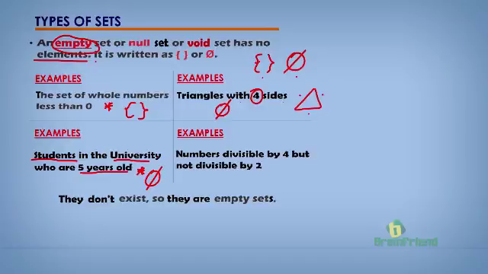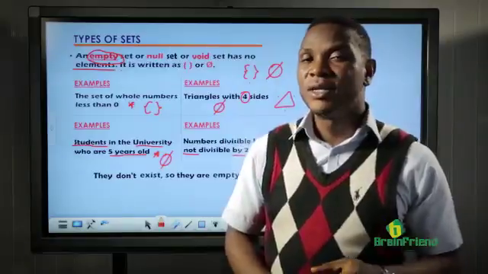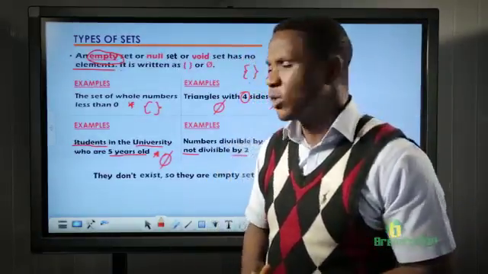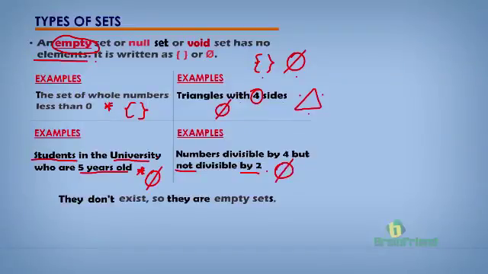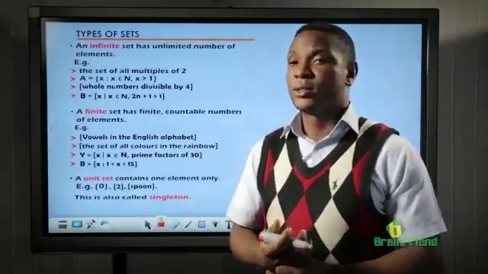Finally, let's take a look at our example here. Numbers divisible by 4 but not divisible by 2. This is again very much impossible. If we have a number that is divisible by 4, it therefore means that 2, of course, would also divide such a number. Therefore, once again, this example is an example of a null set. So we say all of these situations do not exist. Therefore, they are called empty sets. Let's go on to learn about more sets.